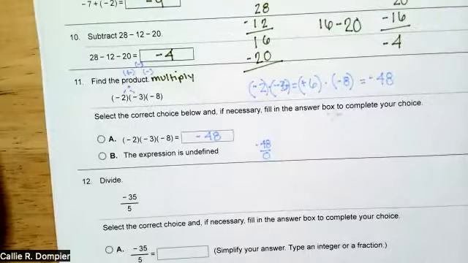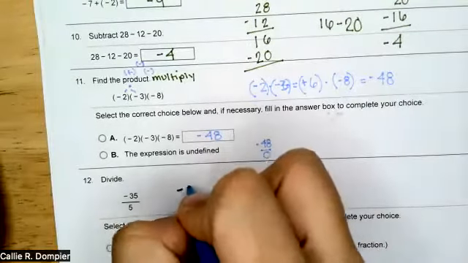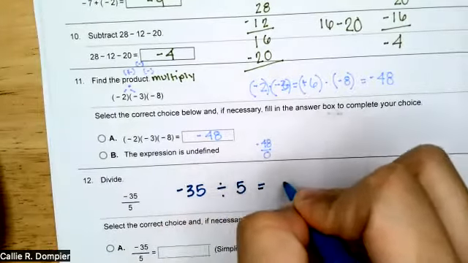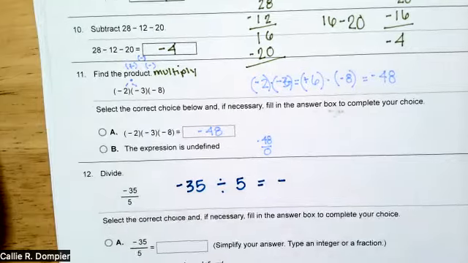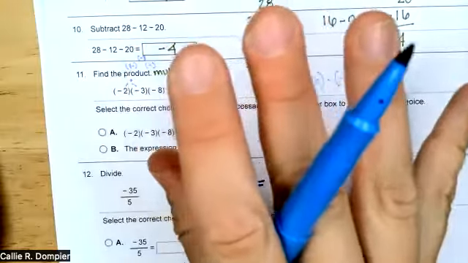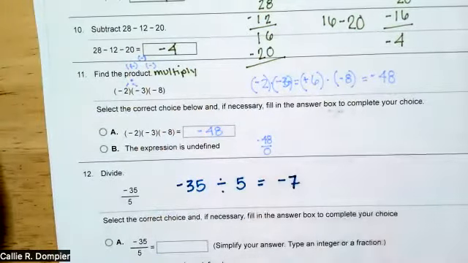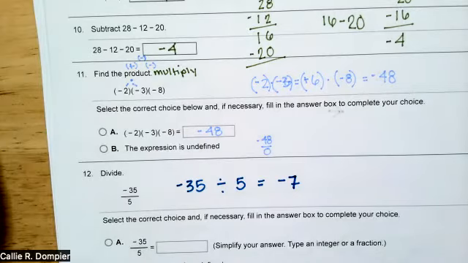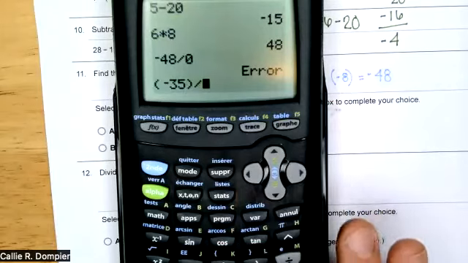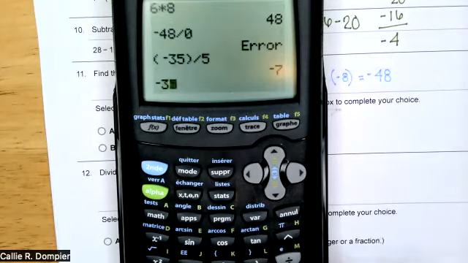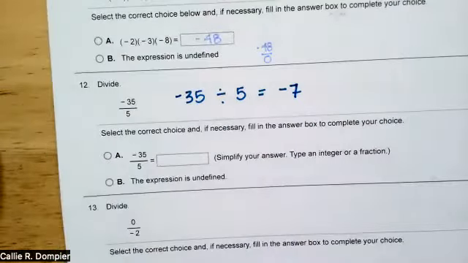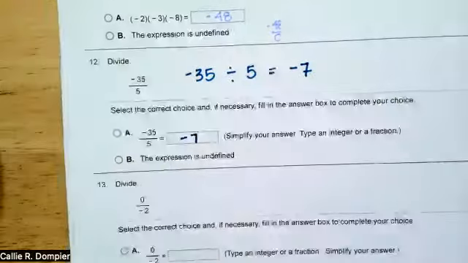Divide negative 35 by 5. So again, I would just think I'm taking a negative number and I'm dividing it by a positive number. So my answer is going to be negative. And then just think of how many times does 5 go into 35? 5, 10, 15, 20, 25, 30, 35, 7. Or put it in your calculator. It's always a good idea to use parentheses, but sometimes it doesn't matter. Sorry, that's negative 7.